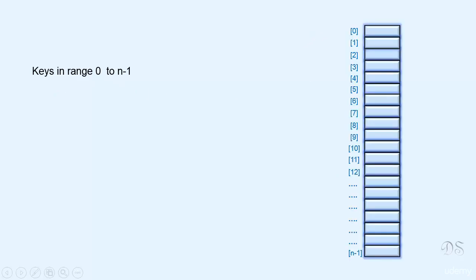Now suppose we have some keys that are in the range 0 to n minus 1. To store these keys and their associated records, we can take an array of size n and store the records in this array. So a key with value I can be stored at index I of this array. For example, if the value of key is 2, then it is stored at index 2. If the value of key is 7, it will be stored at index 7, and so on.